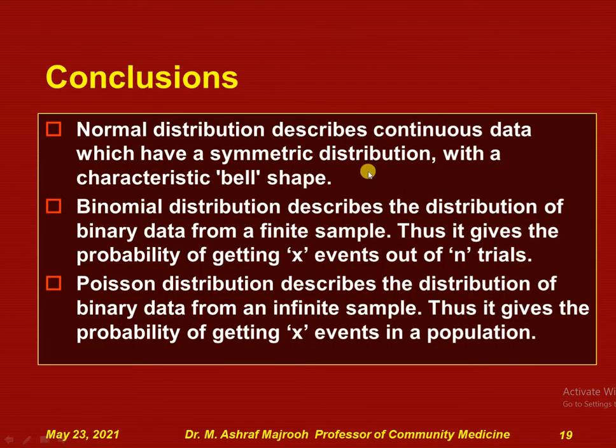Now the conclusion. Normal distribution describes the continuous data which have symmetrical distribution with a characteristic bell shape. Binomial distribution describes the distribution of binary data from a finite sample. Thus, it gives probability of getting X events from n trials. Poisson distribution describes the distribution of binary data from an infinite sample. Thus, it gives the probability of getting X events in the population. So, these are the characteristics of the various statistical distributions.